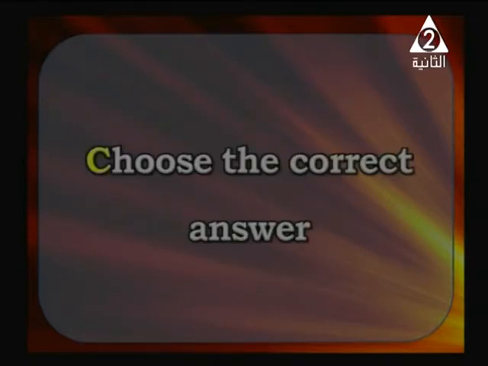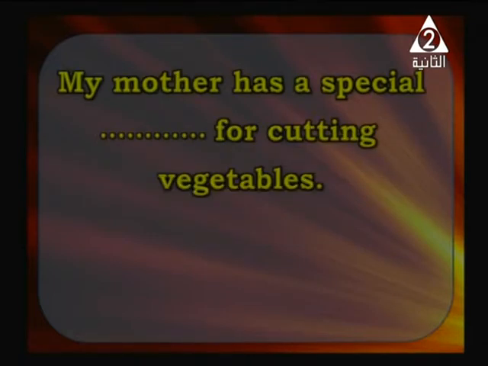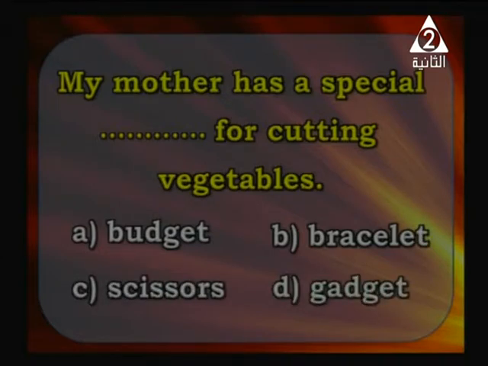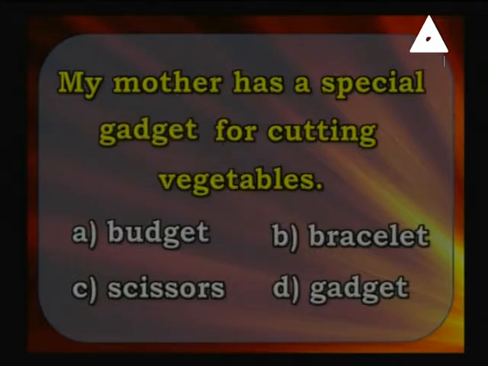Choose the correct answer. My mother has a special space for cutting vegetables. Budget, bracelet, scissors, gadget. Of course she has a special gadget، يعني tool معينة أنت بتستعملها علشان تقدر to cut the vegetables.